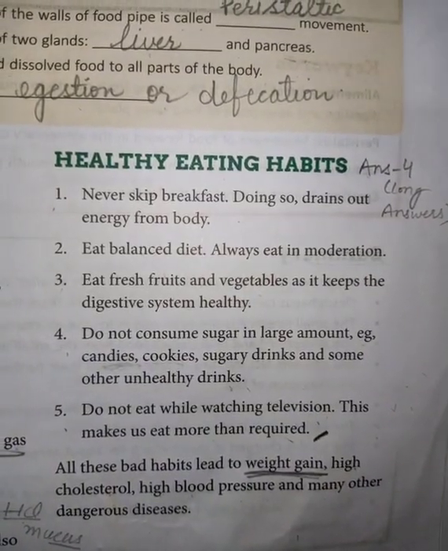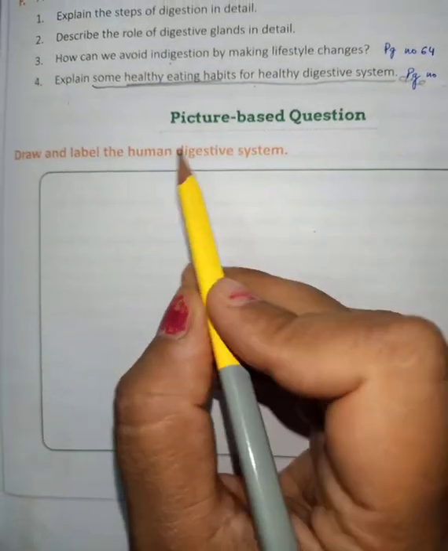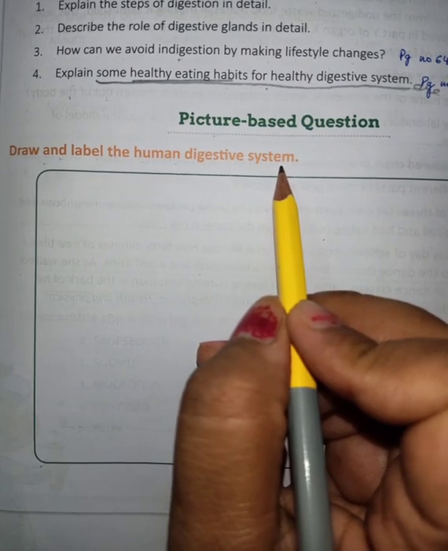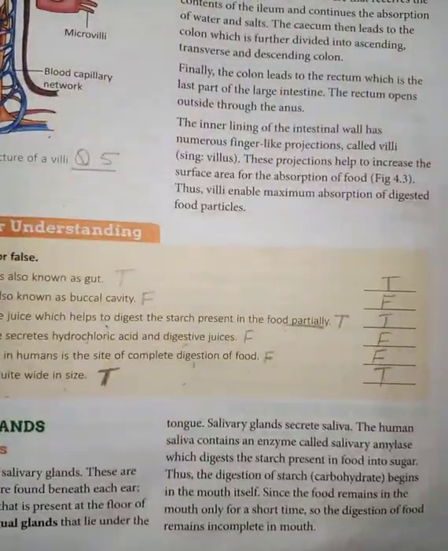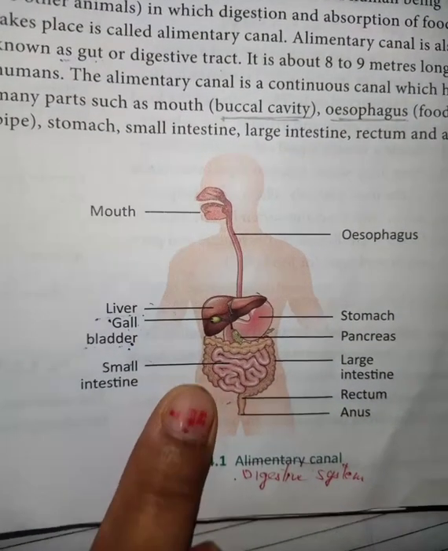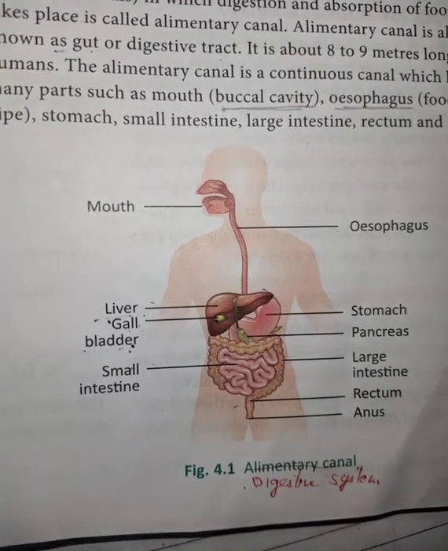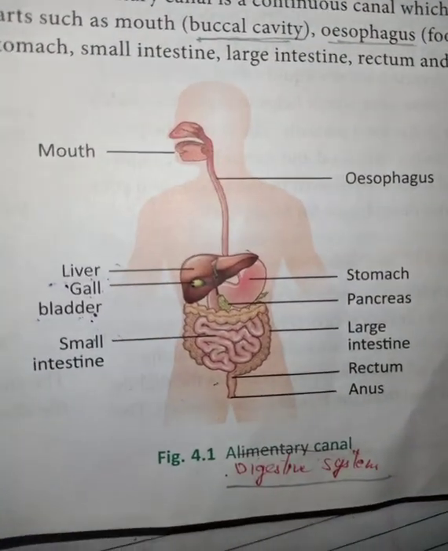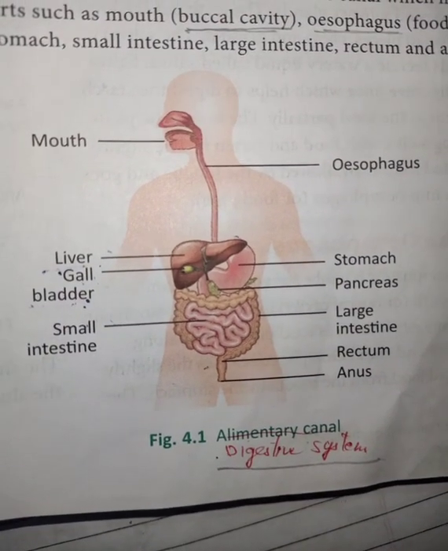Okay, now the last question is picture based question. Draw and label the human digestive system. So children, I have already told you, but you have to draw in that question. You have to draw this picture in your copies. So, and what you have to write here? Digestive system. So please draw that diagram in your copies.